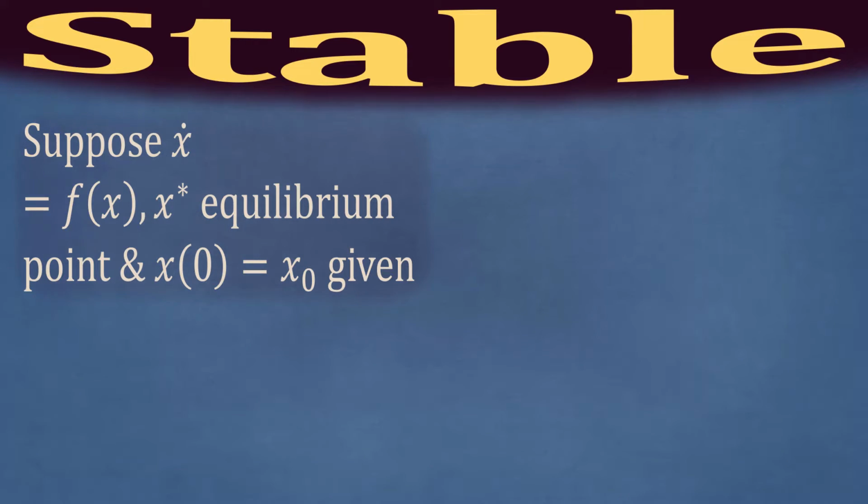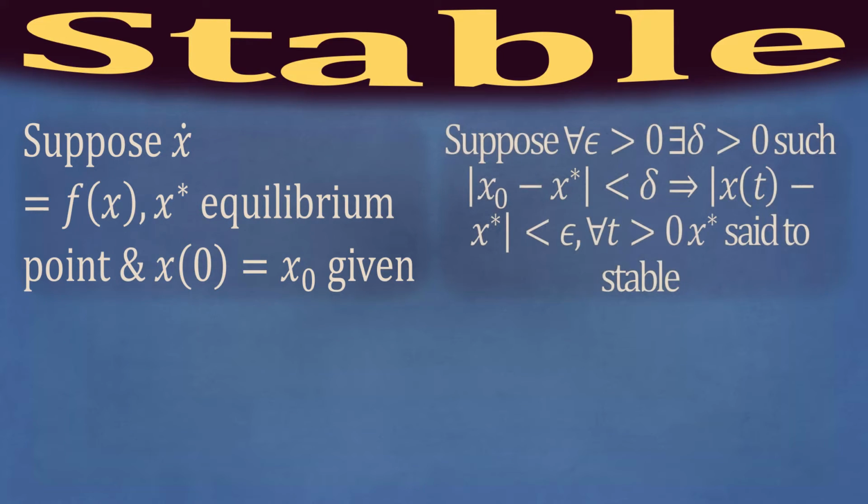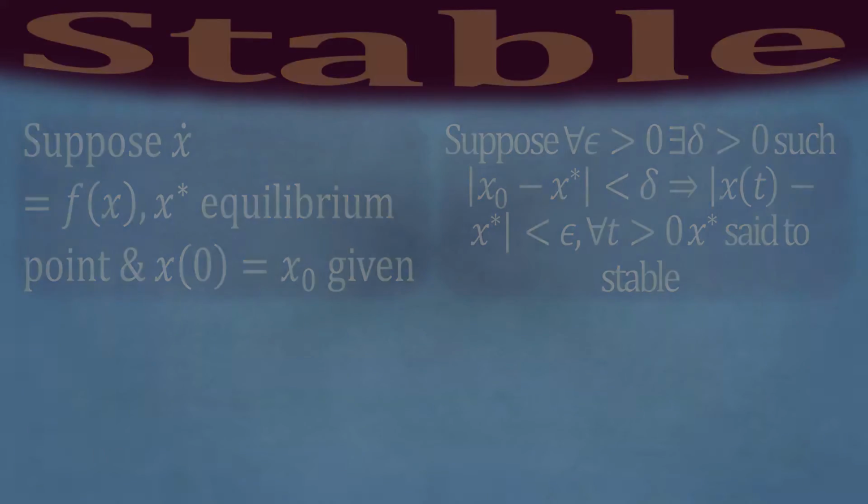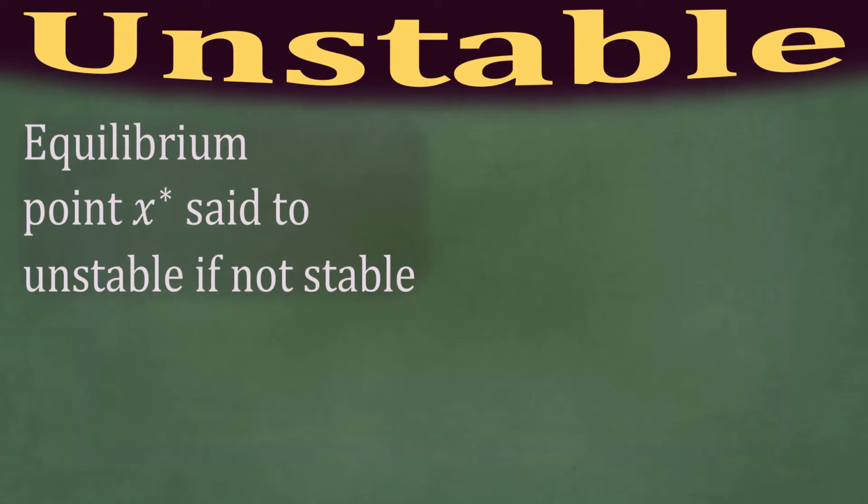Next, let's define stable. Suppose x star is an equilibrium point of x dot equals f of x, and x0 is given. Suppose that for all epsilon greater than 0 there exists delta greater than 0, such that the modulus of x0 minus x star is less than delta implies modulus of x of t minus x star is less than epsilon for all t greater than 0, then x star is said to be stable. Then let's define unstable. The equilibrium point x star is said to be unstable if it is not stable.